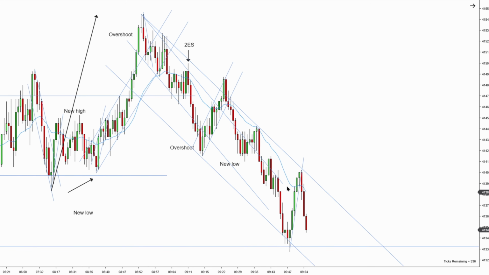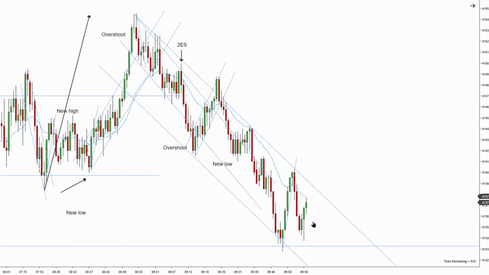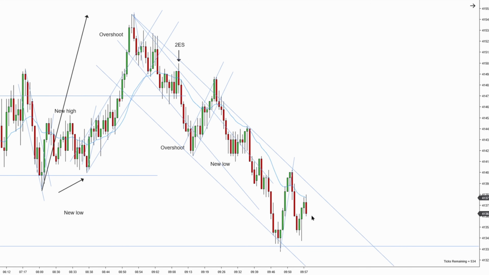I have a new low, first entry short, pullback, second entry short. So you have a two-legged pullback at the key entry point, decent signal bar. So this is a high probability setup, second entry short.